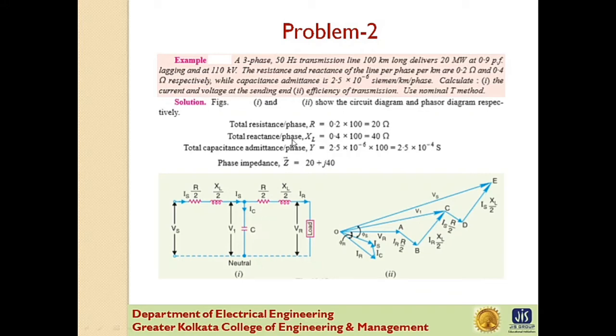So total resistance is equal to resistance per kilometer into total length, that is equal to 20 ohm. Similarly, we calculate the reactance for the whole length of the line, which is 0.4 into total length, that is 100 kilometer, equal to 40 ohm. Similarly, we calculate susceptance, which is equal to 2.5 into 10 to the power minus 4 Siemens. Now phase impedance Z is equal to 20 plus j40.